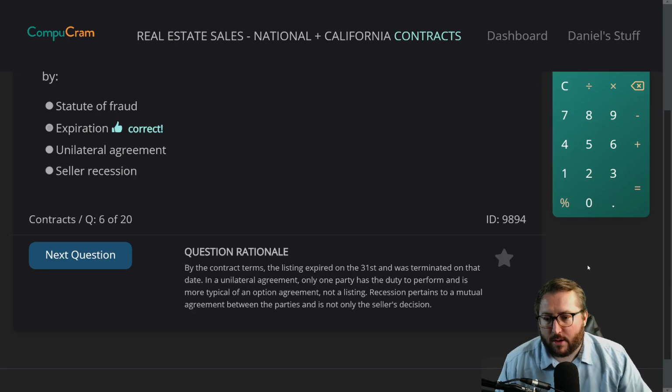Question rationale. By the contract terms, the listing expired on the 31st and was terminated on that date. In a unilateral agreement, only one party has the duty to perform and is more typical of an option agreement, not a listing. Recession pertains to a mutual agreement between the parties and is not only the seller's decision. So we went over the seller recession and unilateral. We did not go over statute of fraud, but that was not relevant to the question.